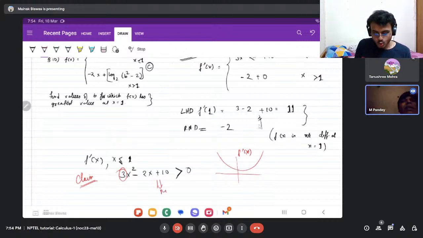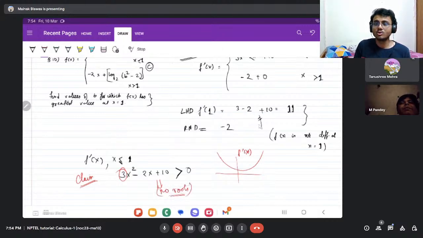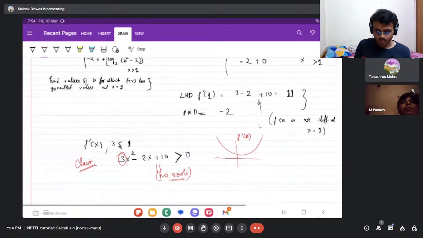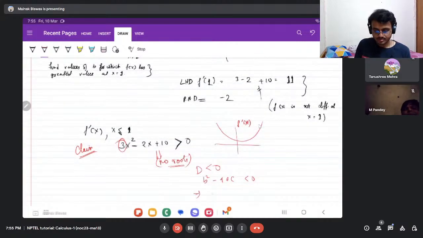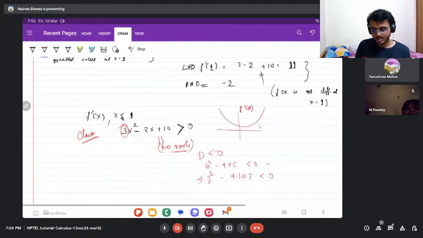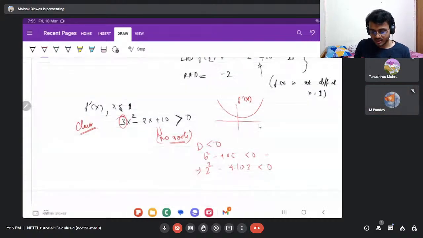By no root. Vertical shift by 10 units. No roots. If it does not have any root, it is always greater than the x-axis, right? Yes, sir. So if the discriminant b square minus 4ac is less than 0, you will have, see, b square is 2 square minus 4 into 10 into 3, which is less than 0, agreed? Minus 116 this is.